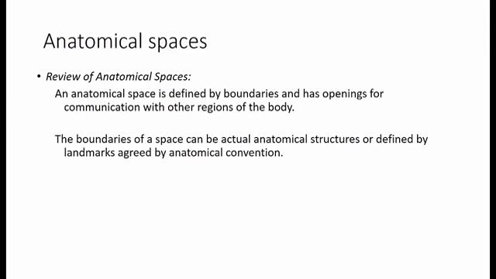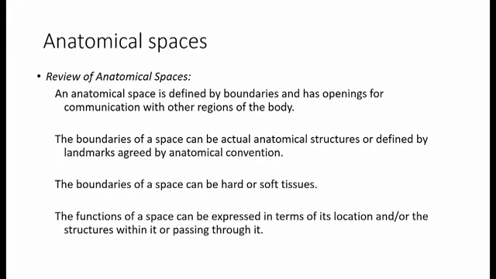The boundaries can be actual anatomical structures, or they can be imaginary lines defined by landmarks which are agreed by anatomical convention. They can be hard tissues like bone, or they can be soft tissues like fascia. The functions of a space can be expressed in terms of its location and or the structures within it or passing through it. So anatomical spaces are mostly just for communication with other regions, and so the structures that pass through it determine what is communicated through that space.